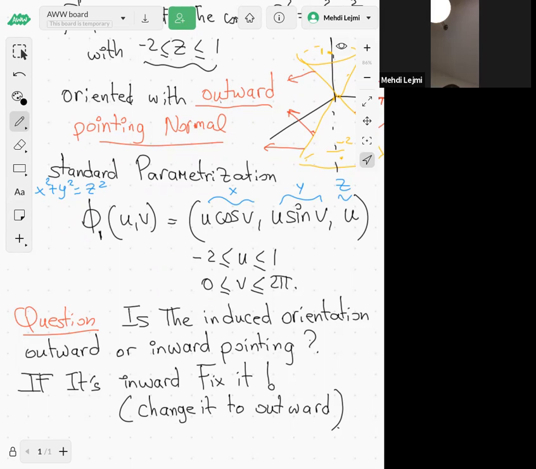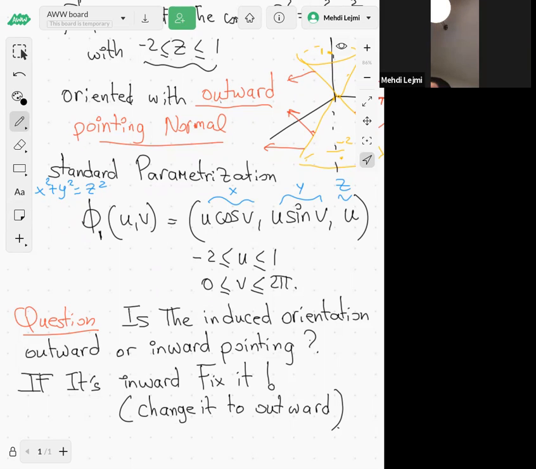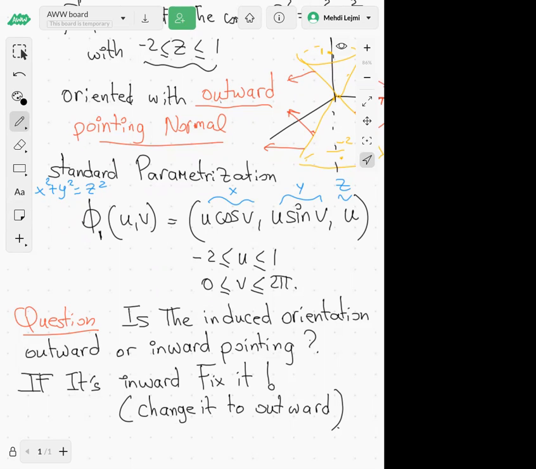I would say the simplest point would be 1, 0. If u is 1 and v is 0, for example, that would be very simple to check. I mean, you just pick any random point, but you need to see if the normal goes inside or outside your cone. Oh yeah, I got it. So it will be inward pointing. Yeah, inward, absolutely. So you have to change your orientation.